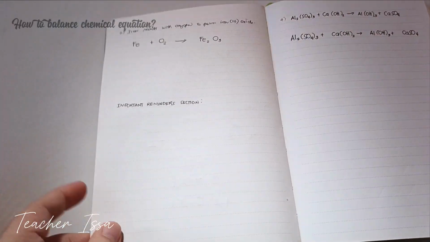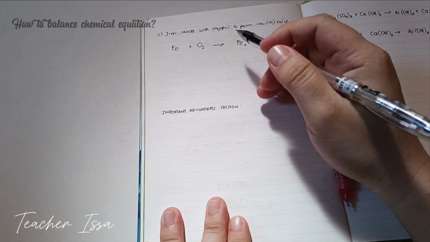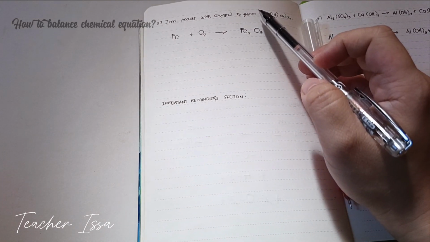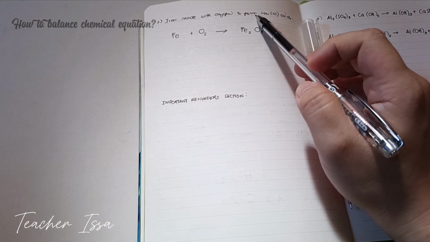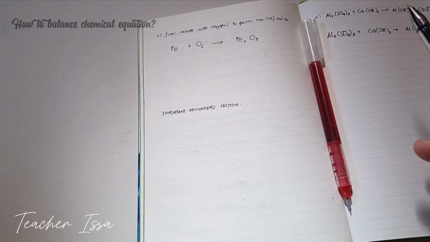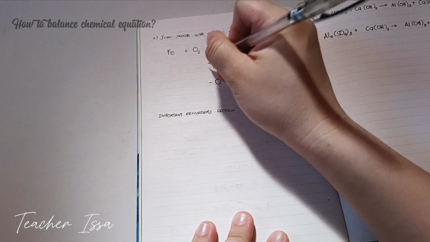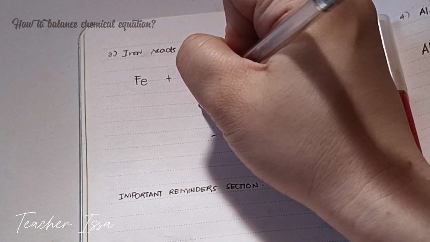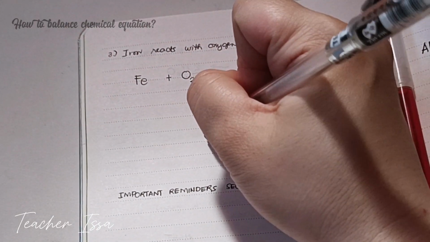Next example is iron reacts with oxygen to form iron oxide. Here is the unbalanced equation. Okay, let us count atoms. On the left side, iron is 1, oxygen is 2.